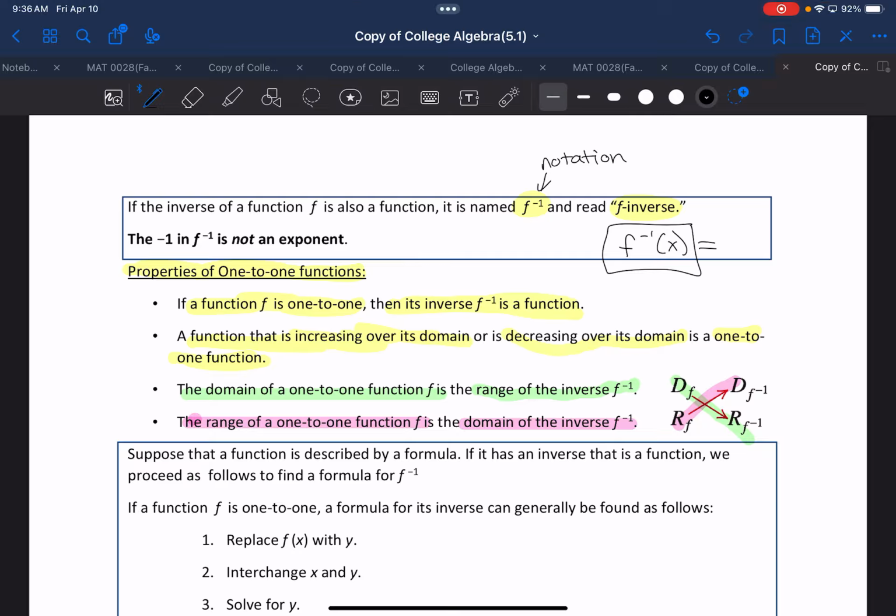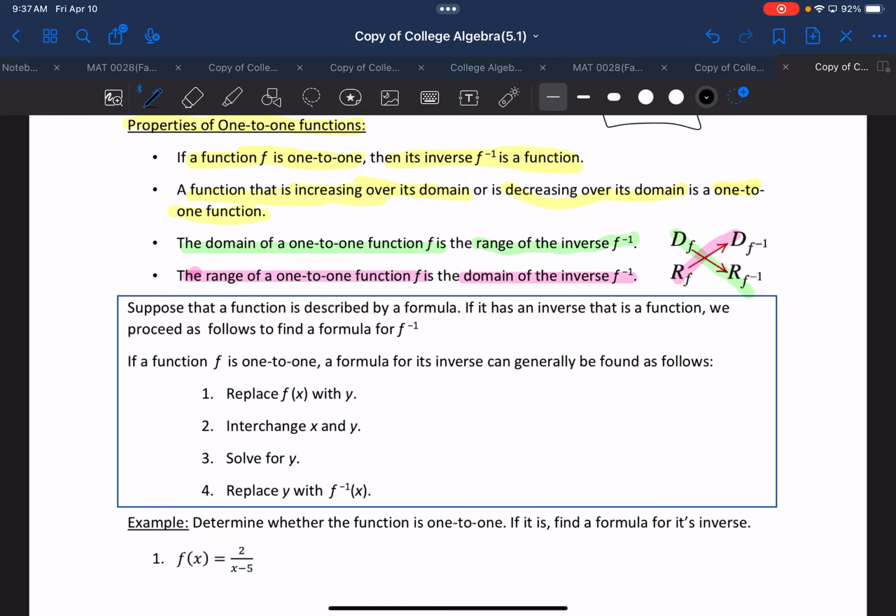So that becomes useful if they ask you to find the formula for the inverse of a function on Pearson, and then they ask you to find the domain and the range. If you already knew the domain and the range of the original, then you just flip them. So the domain will become the range, and the range will become the domain. Okay.